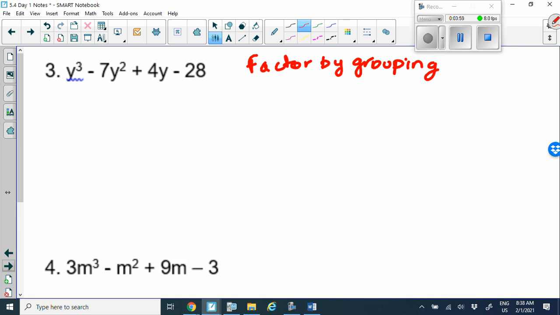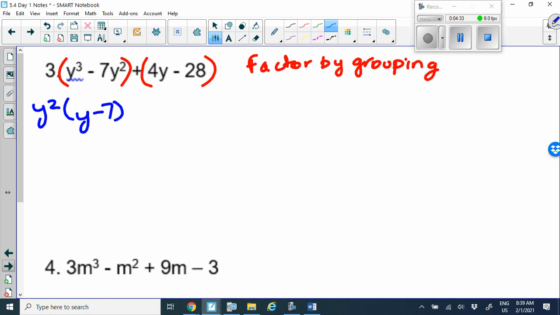So what we're going to do is take the first 2 terms and group them with parentheses, and then the second 2 terms we're going to group as well. Now, when we group, we are going to determine what those 2 terms have in common that we can take out. So let's look at y cubed minus 7y squared. This is what we call our greatest common factor that we can take out. That's going to be a y squared. Now, we do need to rewrite what's in that set of parentheses, so we have y minus 7.